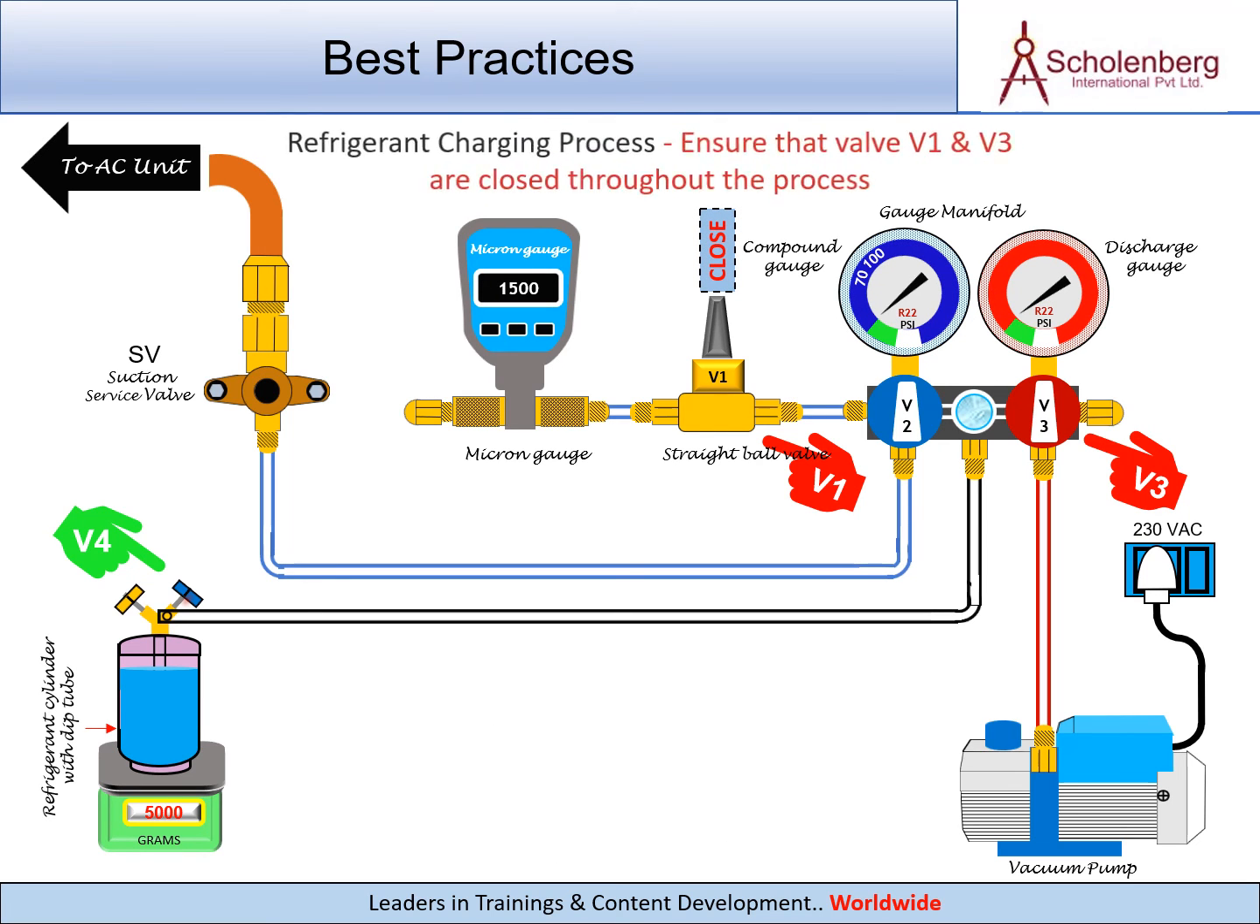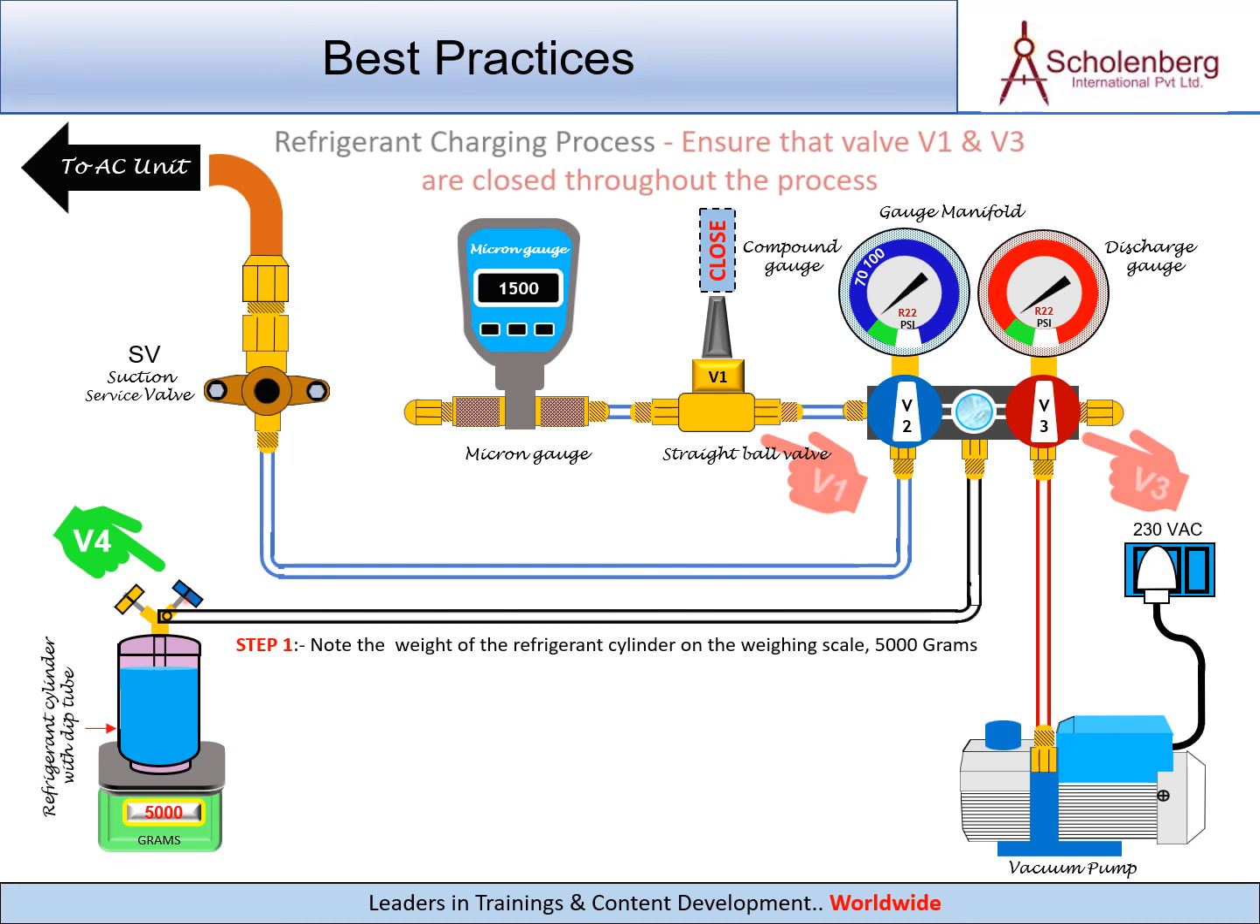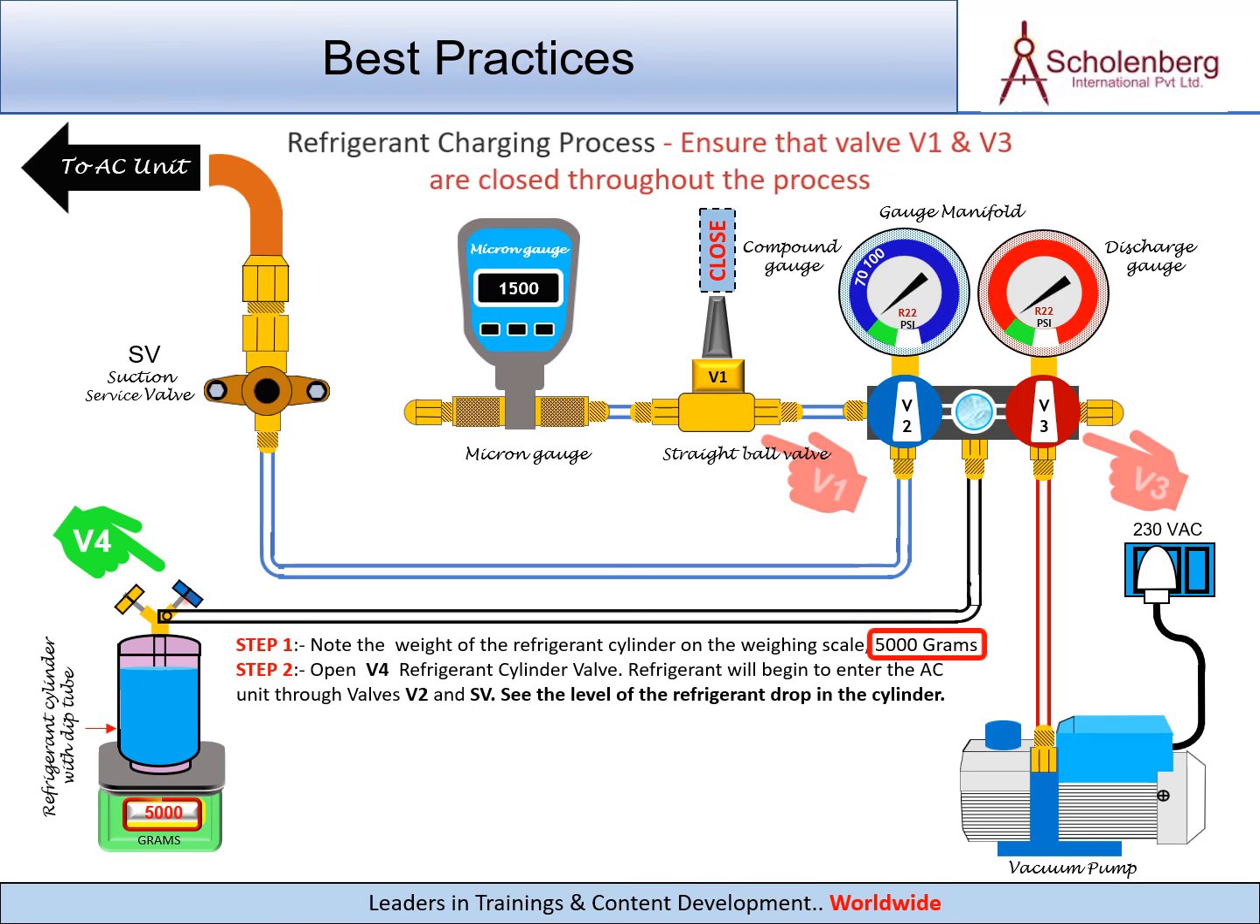Refrigerant charging process. Ensure that valves V1 and V3 are closed throughout the process. Step 1. Note the weight of the refrigerant cylinder on the weighing scale, 5000 grams. Step 2. Open V4 refrigerant cylinder valve. Refrigerant will begin to enter the AC unit through valves V2 and SV. See the level of the refrigerant drop in the cylinder.